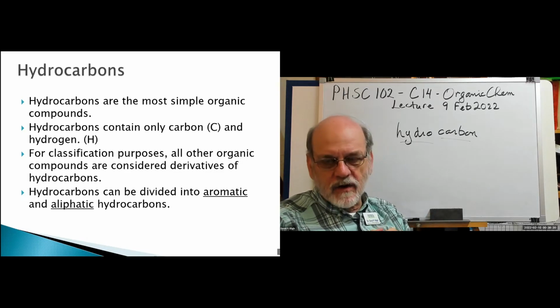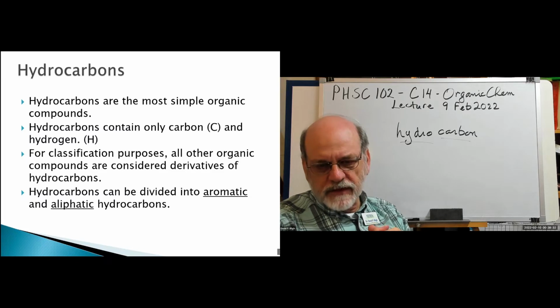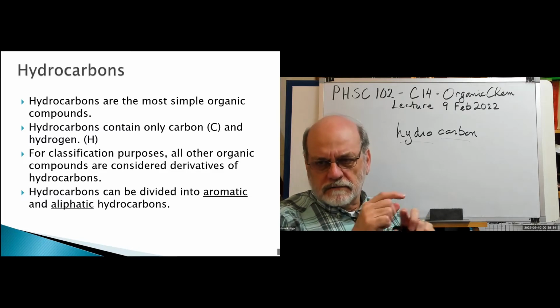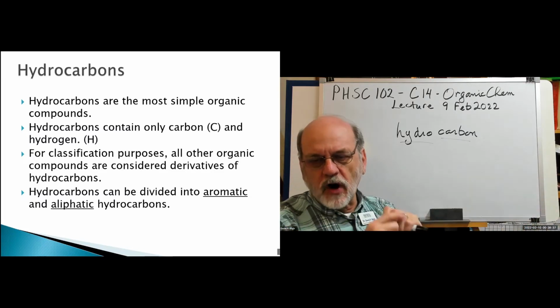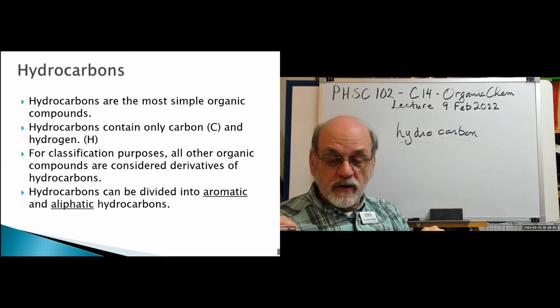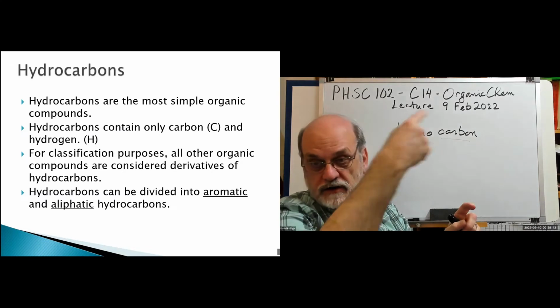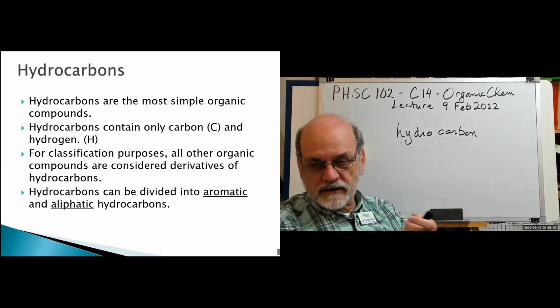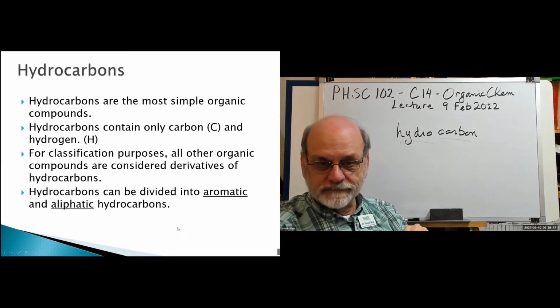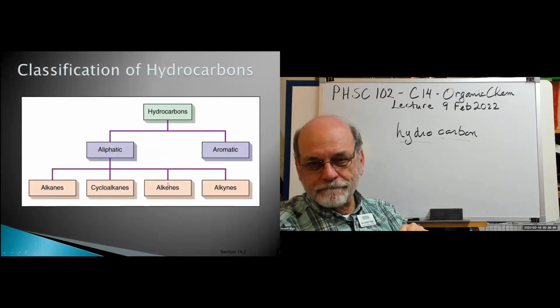Aliphatic hydrocarbons. Those are chained carbons. In other words, start at one end, go to the other, and you're done. You don't start at one end and go in a circle, in a chain. So that's the basic difference between those 2.